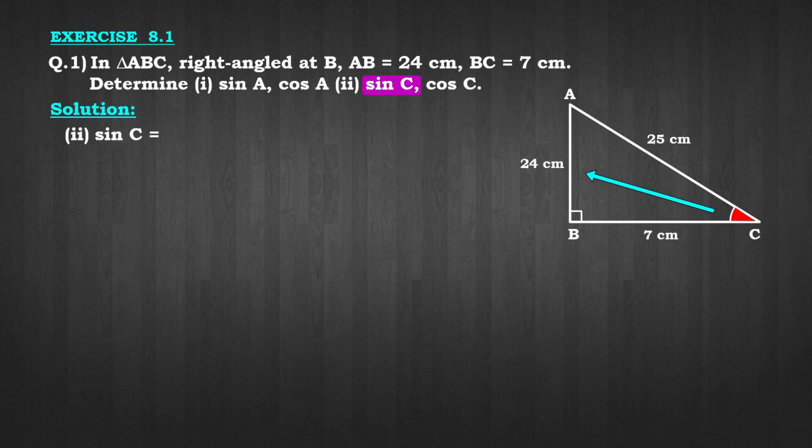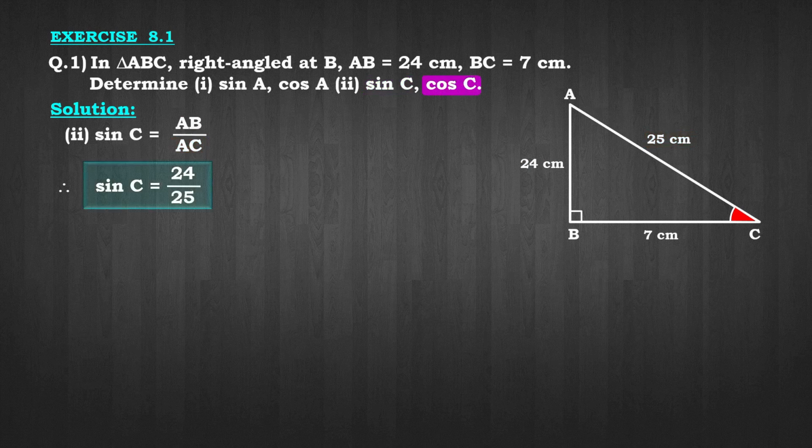When angle C is taken as the reference angle, the side opposite to angle C is AB. The hypotenuse remains AC. So, sine C is defined as the ratio of the opposite side to the hypotenuse. Therefore, sine C is equal to the length of AB divided by the length of AC. Substituting the values, sine C becomes 24 divided by 25.